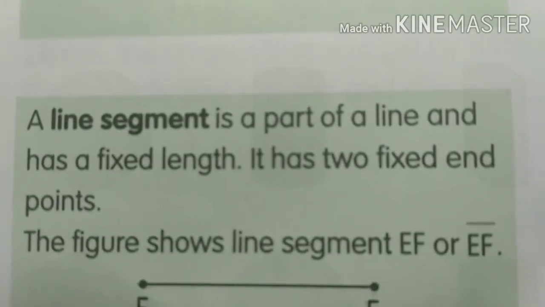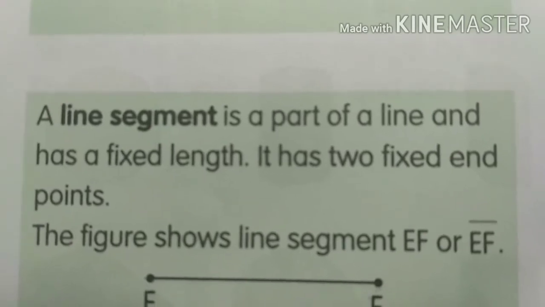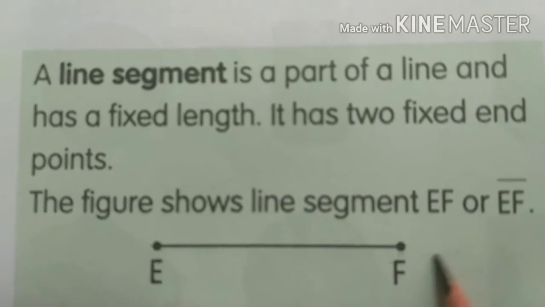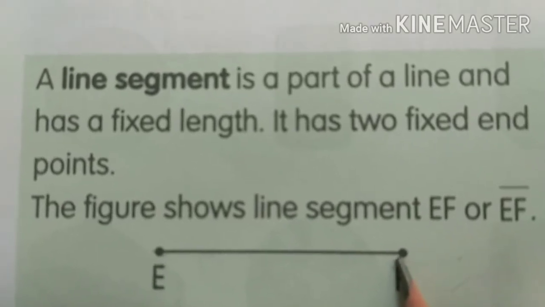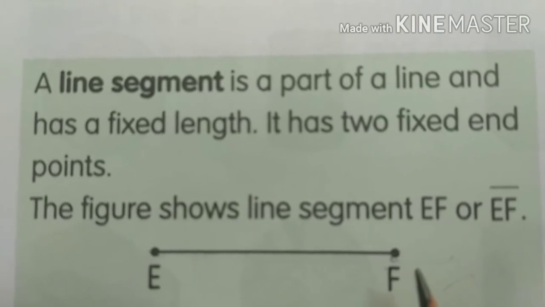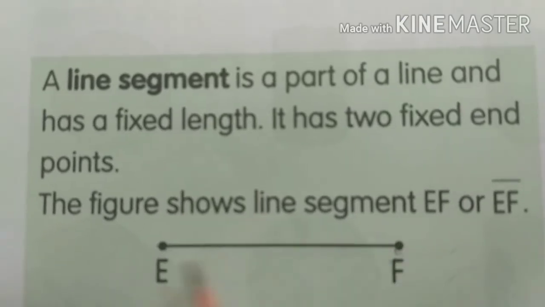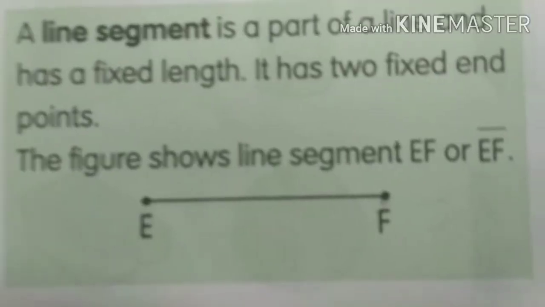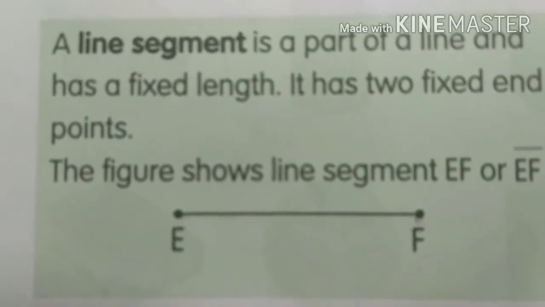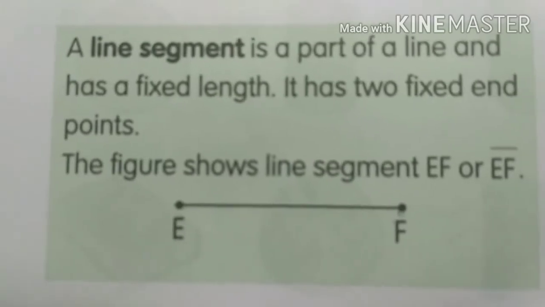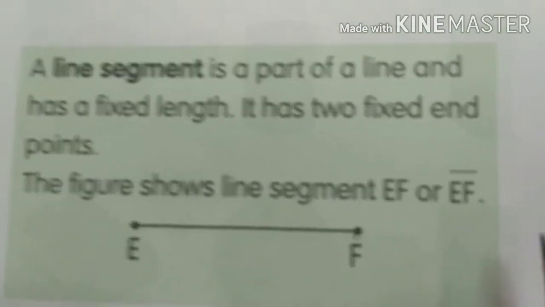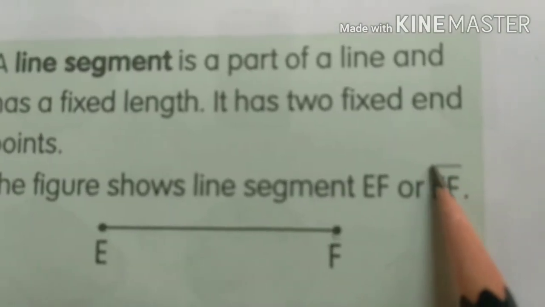A line segment is a part of a line and has a fixed length. It has two fixed endpoints, but the line has no fixed endpoint. Then the figure shows line segment EF, and the short form of line segment is this one.